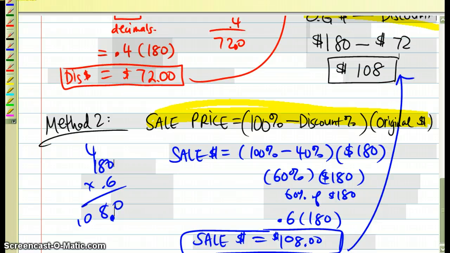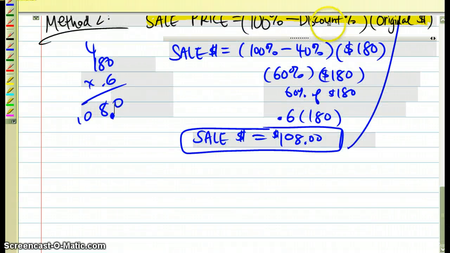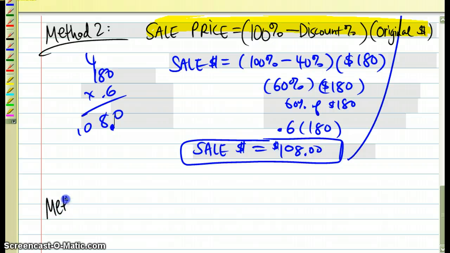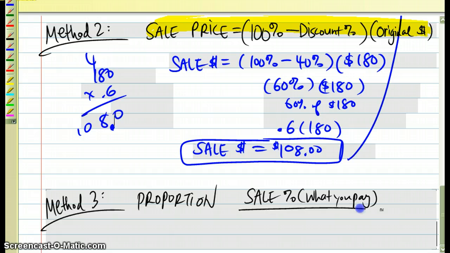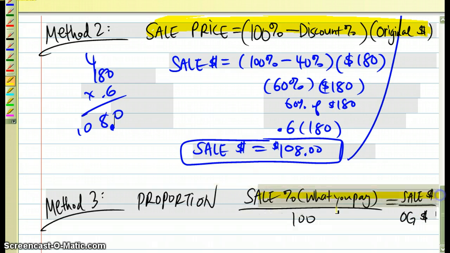Okay, if you want to use a proportion instead of the equation here, that would be a third method, which I didn't cover in class for most of the periods today, but let me just briefly show that to you. In a proportion, you're going to have the sale percentage, what you pay, out of 100, equaling the sale price out of the OG price, the original price. So that's going to be your setup for your proportion.